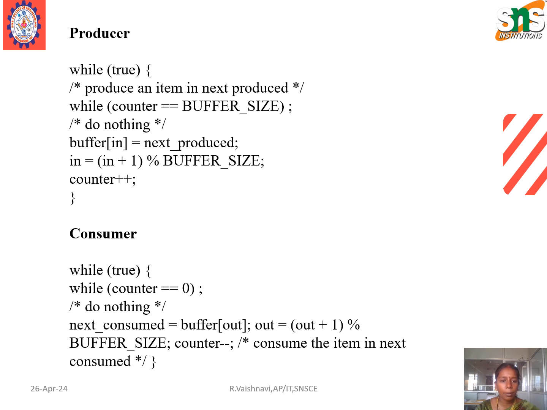Here counter plus plus, that is the increment, happens for the producer. For the consumer: while true, while counter is equal to 0, then next consumed is equal to buffer[out], out is equal to (out + 1) % buffer size, and counter minus minus, here the decrement.